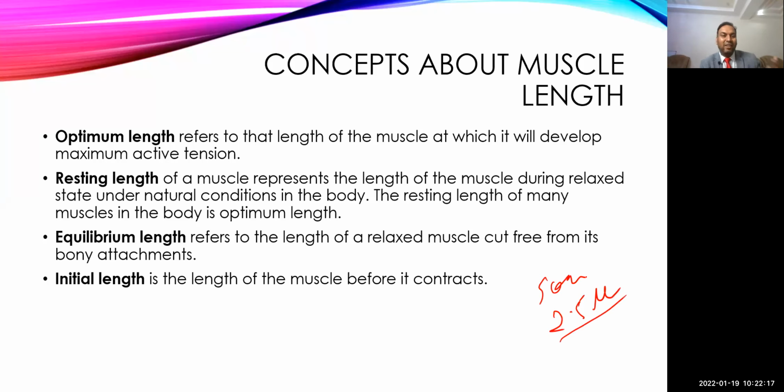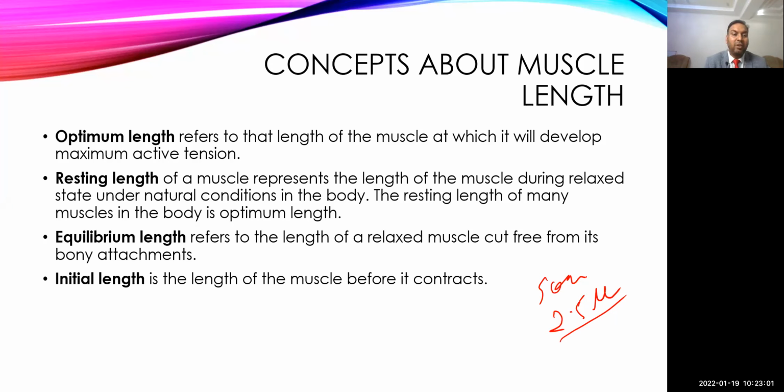Resting length is the length of the muscle when the muscle is not stimulated at all, and it is in the natural body position. Natural body position means, when you sleep or lie down and put both arms on or close to your thighs, the length of your upper limb and lower limb muscles at that time is called the resting length of the muscle. And normally muscle contracts from this resting length only. For many muscles, the resting length is almost equal to the optimum length of the muscle.